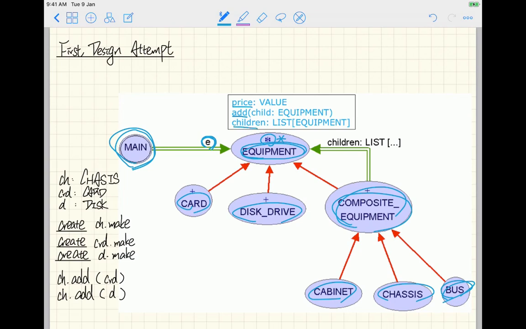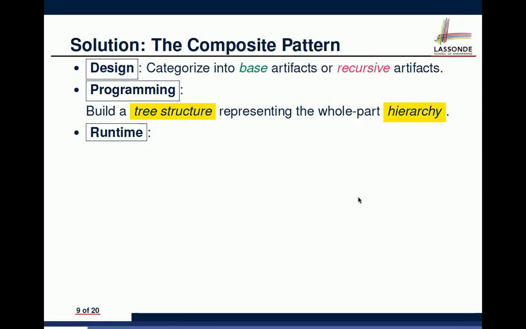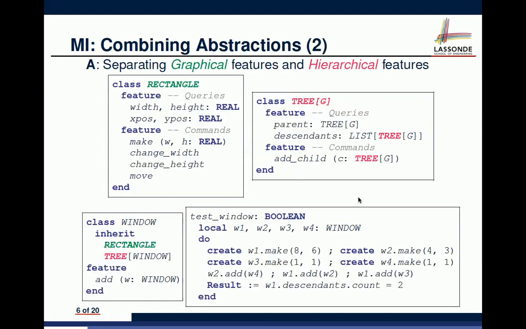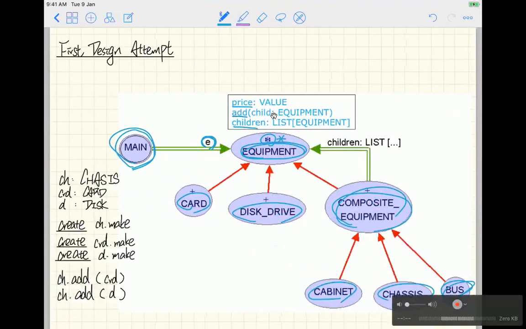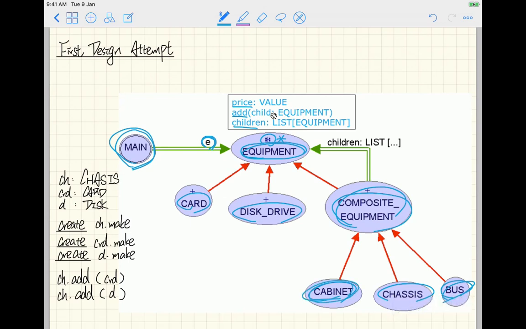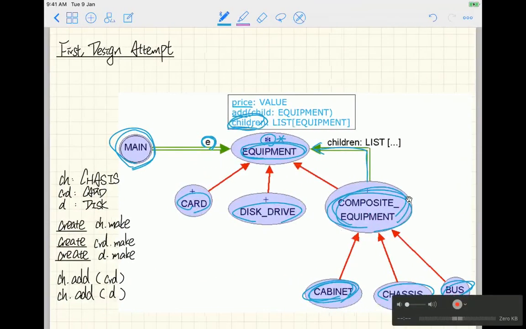So let me go back to the diagram quickly. You can see for this cabinet over here, because of the children, for the composite equipments we have the children, which means a list of equipments. So for the cabinets, you can see it has child number one, which is a chassis. Child number two is another chassis. Child number three is a power supply. So the children is simply a list of equipments.